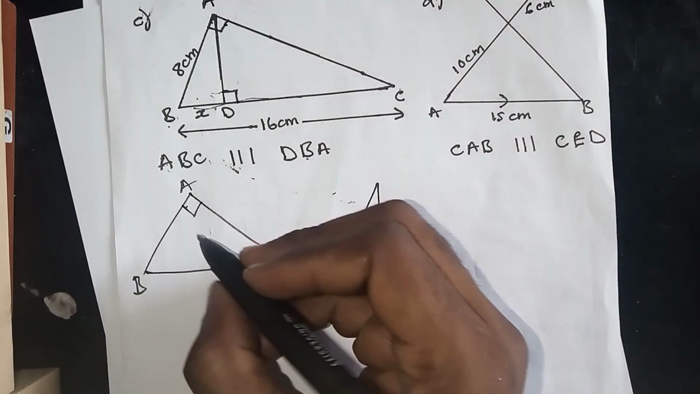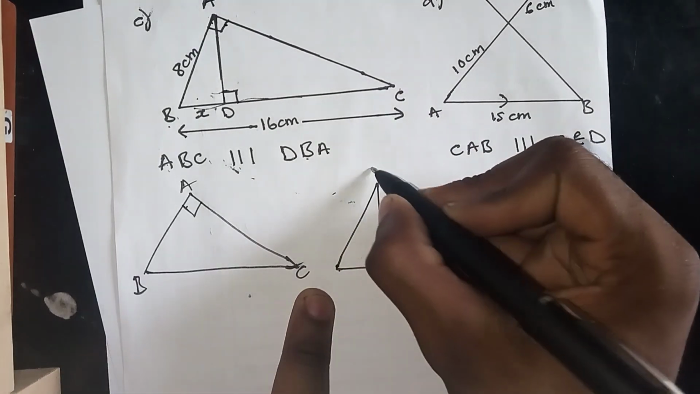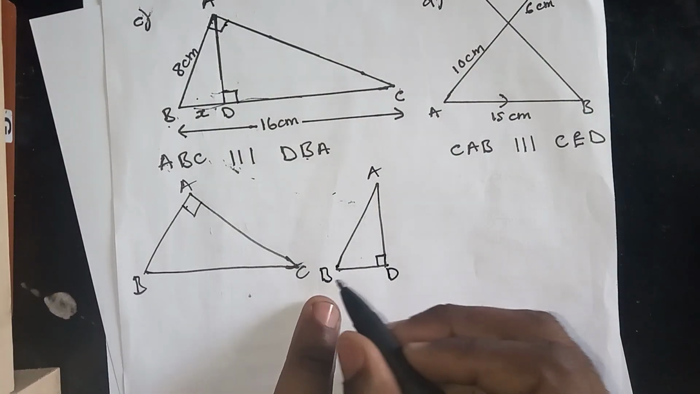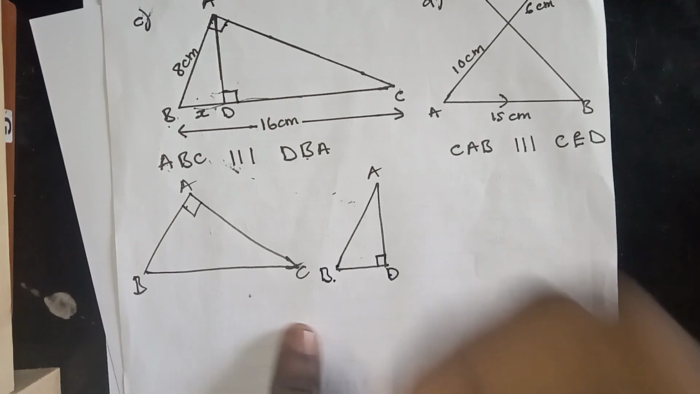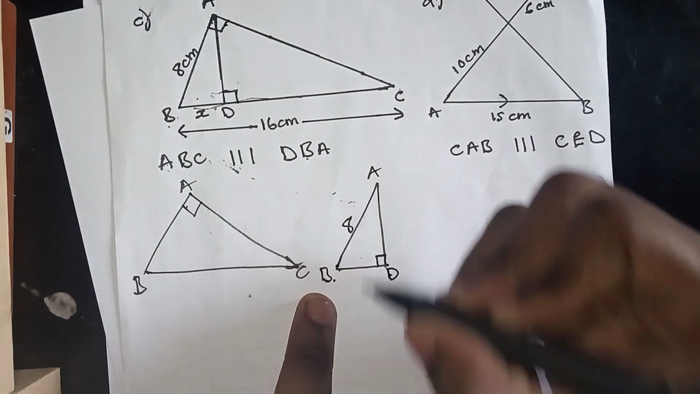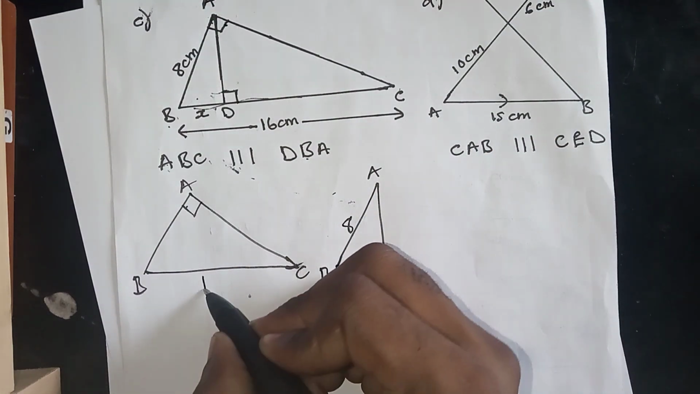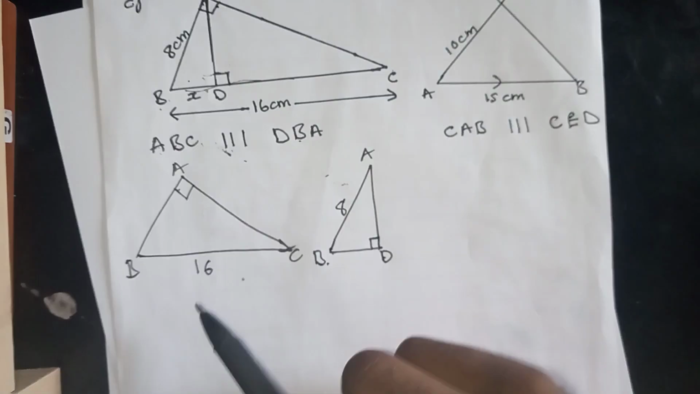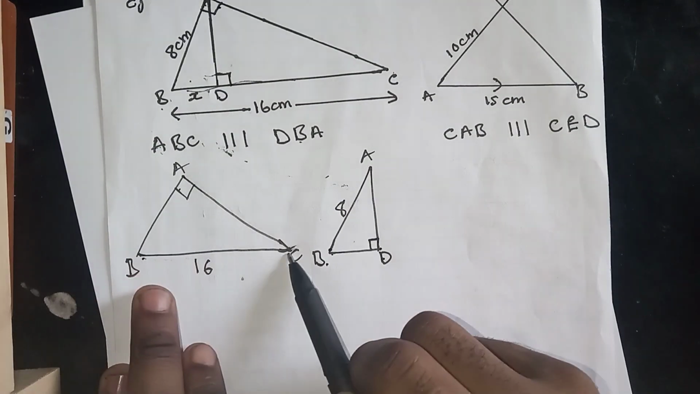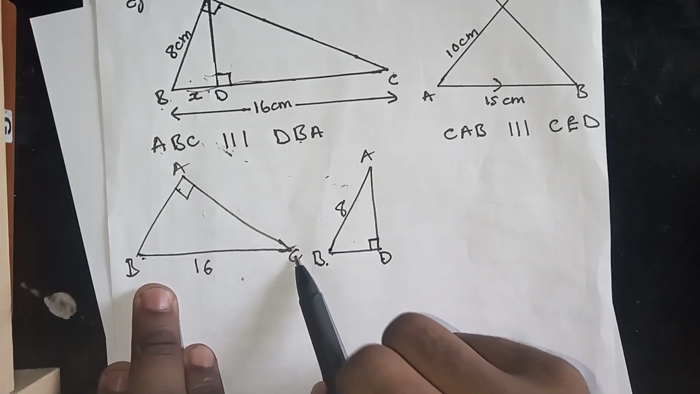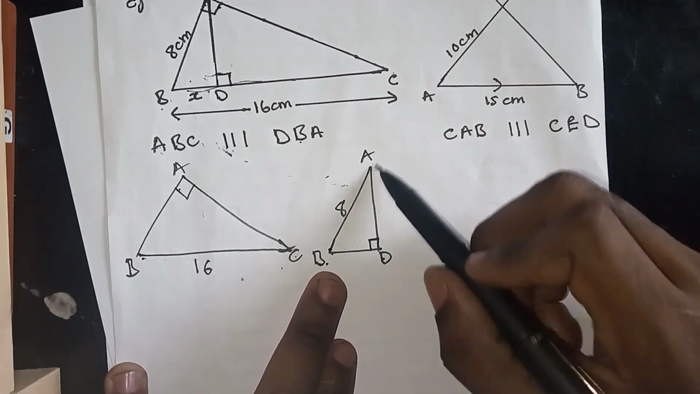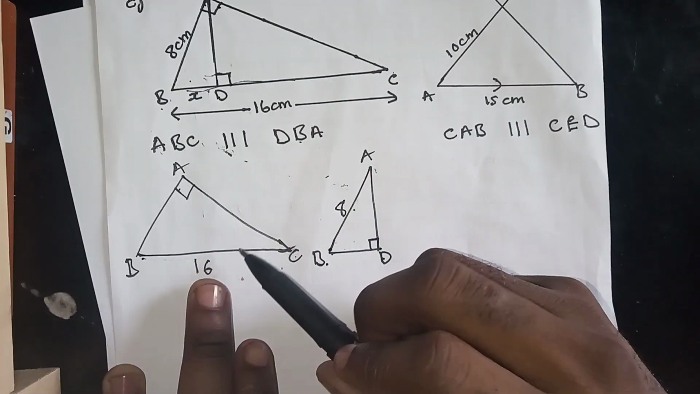So now let's name the sides for this one. So we have A, B, D. We are trying to find BD. So we know that this is 8, and then this one is 16. Okay, so as you can see, this is the hypotenuse or the longest side of this triangle, and so is this AB. So that means this is the smaller version of this.